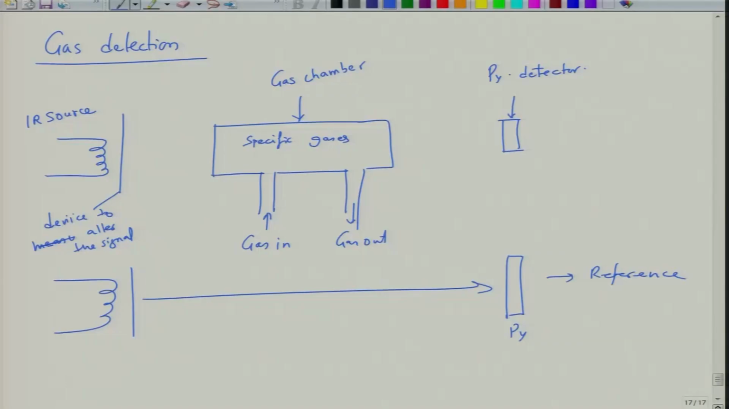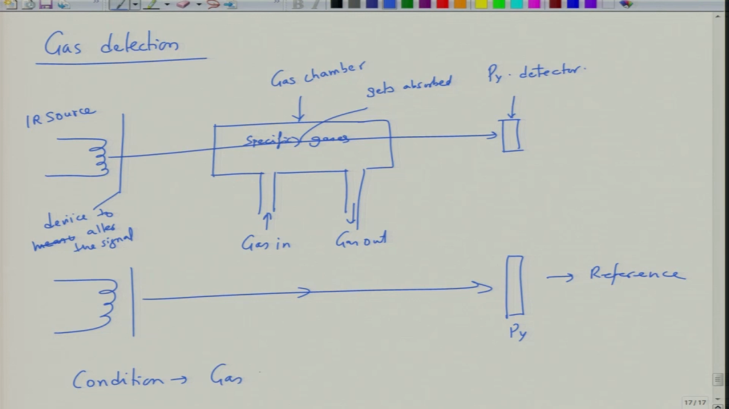So when you fire the radiation, the first time the radiation goes from here, it does not go through anything, but when the radiation goes from here, it gets absorbed. So obviously you have to have a gas which basically absorbs IR radiation. If you have a gas which does not absorb IR radiation, then it is not very useful. So the condition is: the gas should absorb IR.